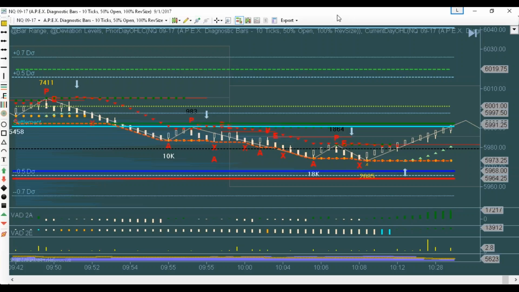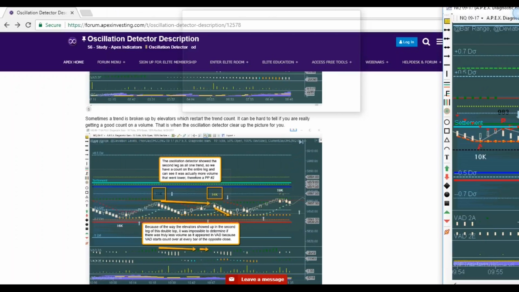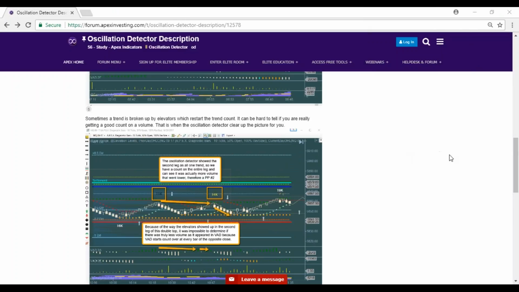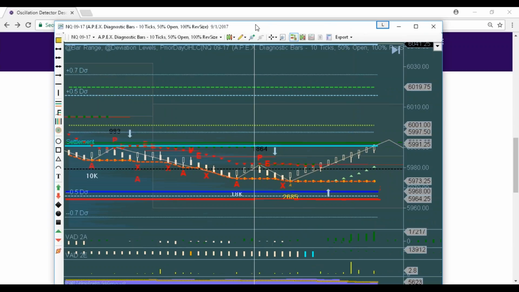Chip says, I'd like confluence between VAD and OD, but in cases where it isn't, can I use it in place of VAD to meet the rules? Yep, Chip, what you would like to see is confluence between the two of them. When there's not confluence, remember we talked about this, when they're not matching, you want to look at why. And if you can see that the reason they're not matching is just because of the elevators, that makes sense, right?